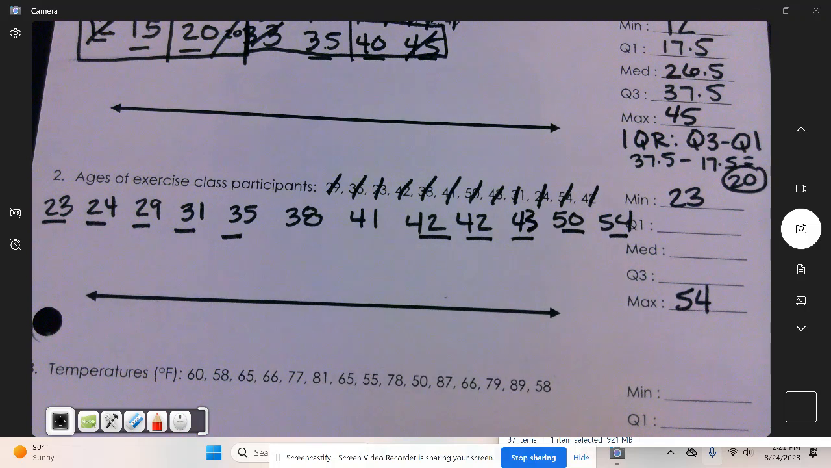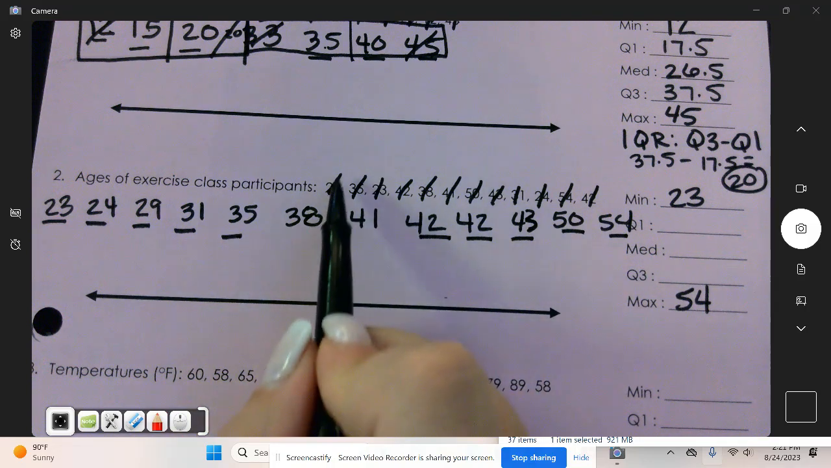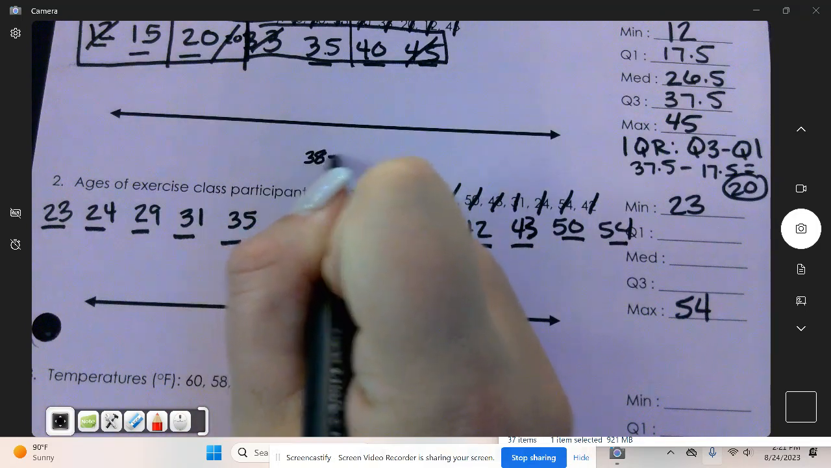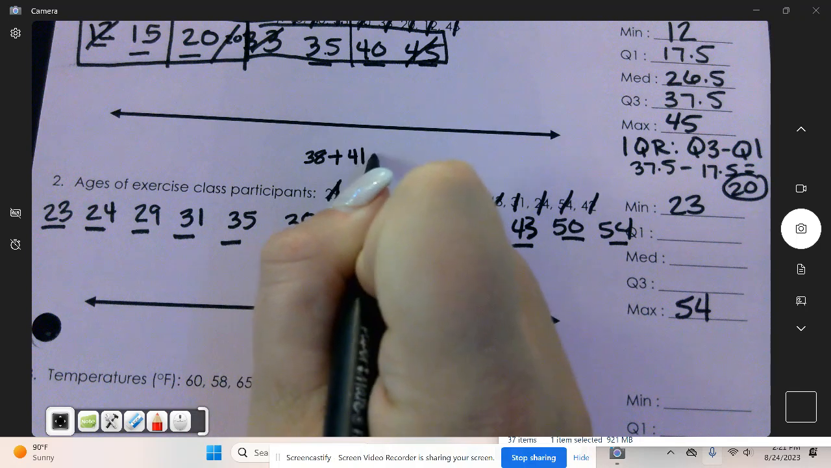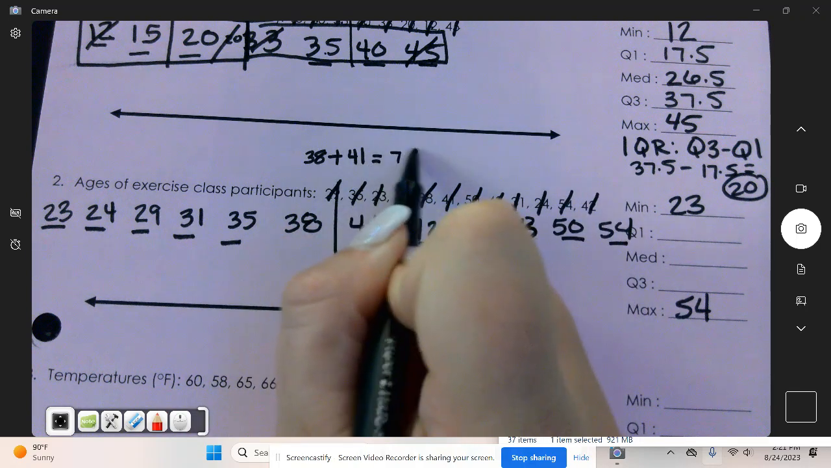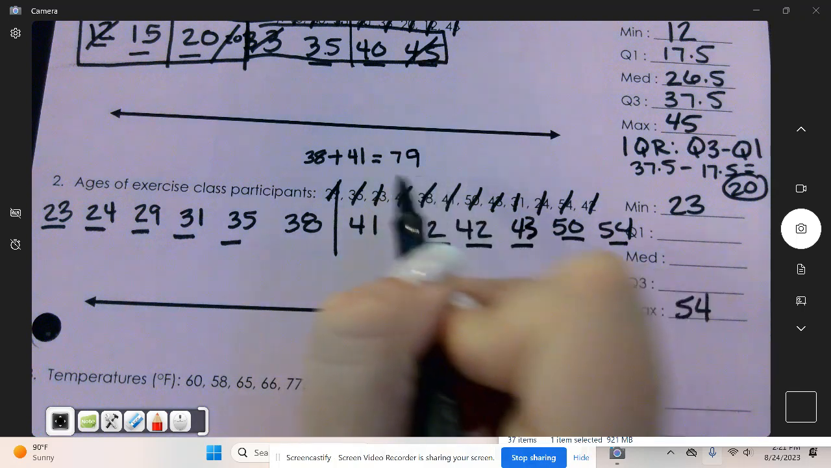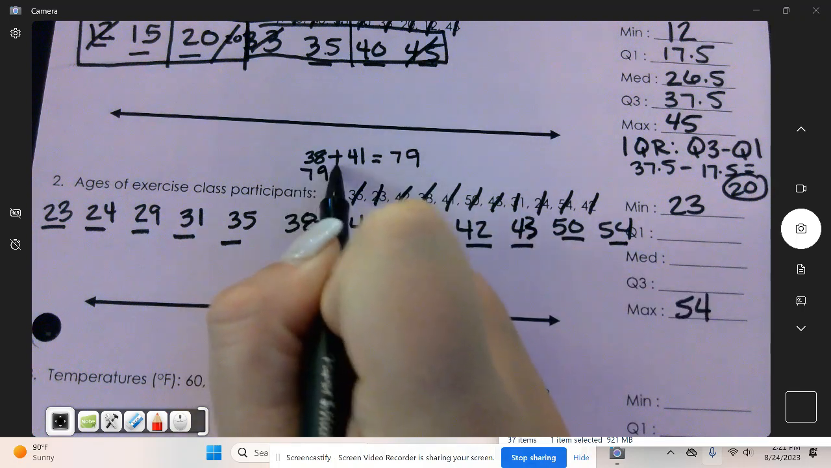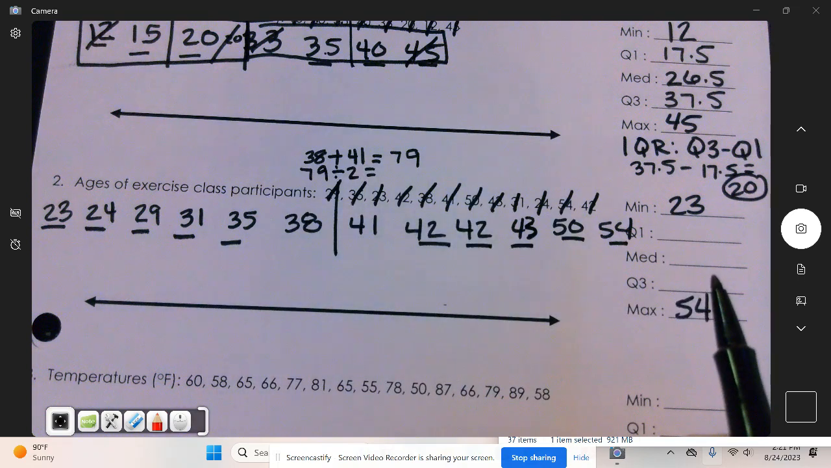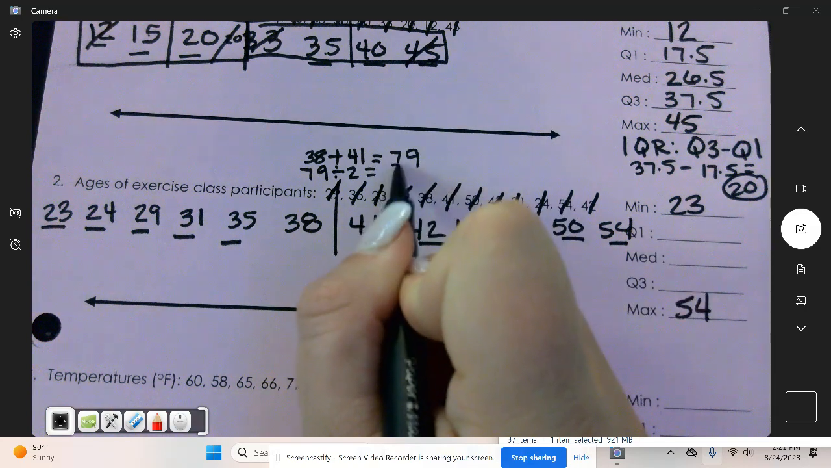What happens? Two numbers, so we gotta add and divide. So 38 plus 41 gives me what, 79? So then 79 divided by 2 gives me 36.5. 36 and a half.